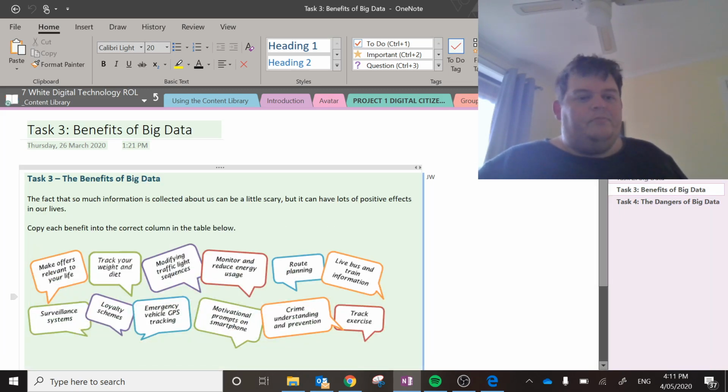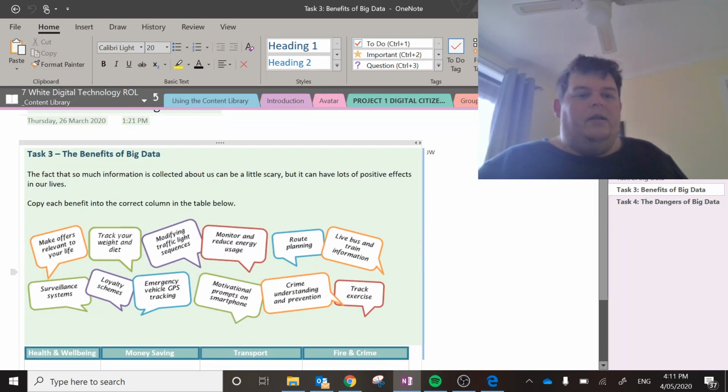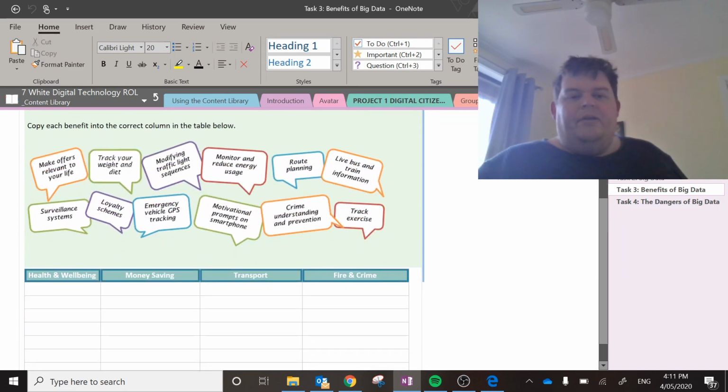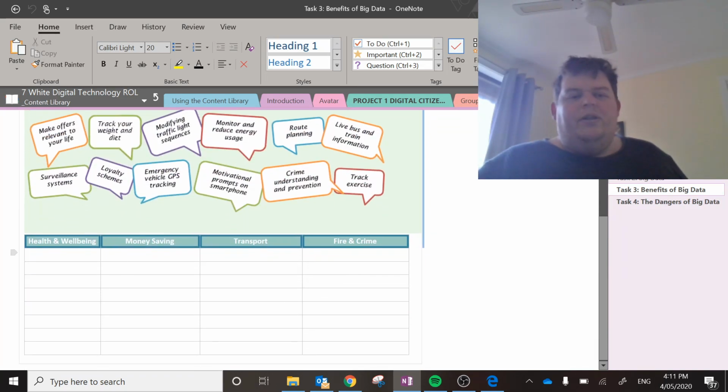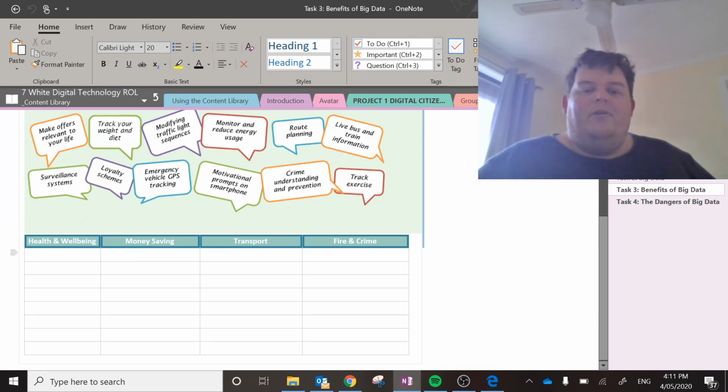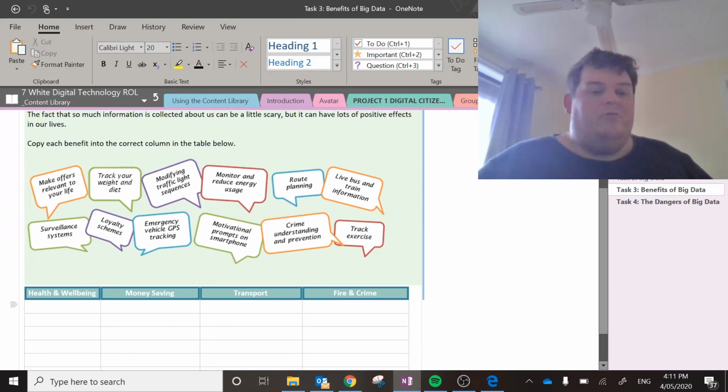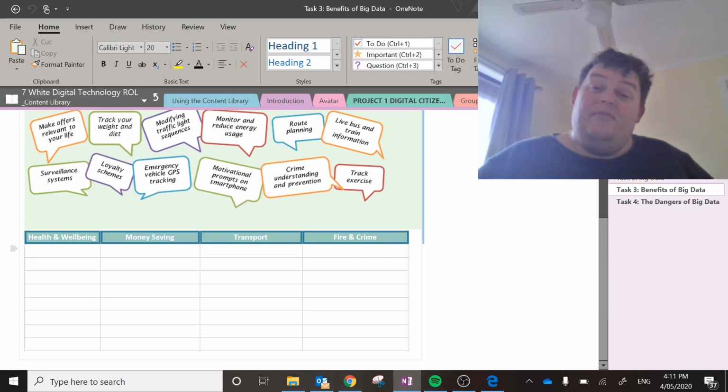Task three, benefits of big data, right? So here is a list of the benefits of big data. You need to figure out which one of these headings they go under: health and well-being, money saving, transport, fire, and crime. They should fit under one of them pretty nicely. If you think it fits under two, just pick whichever one you like the most.